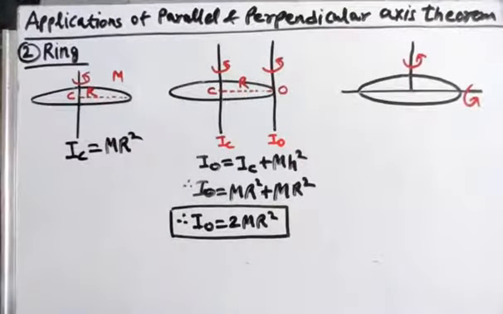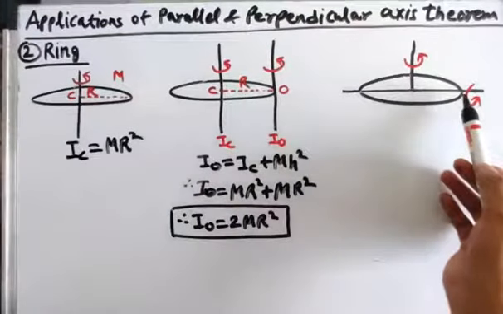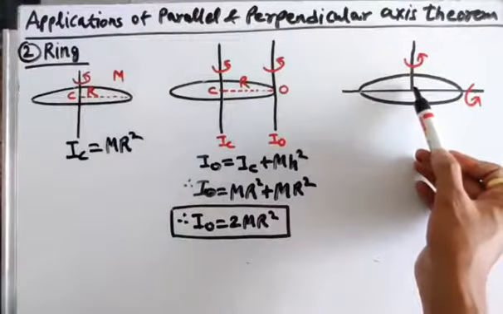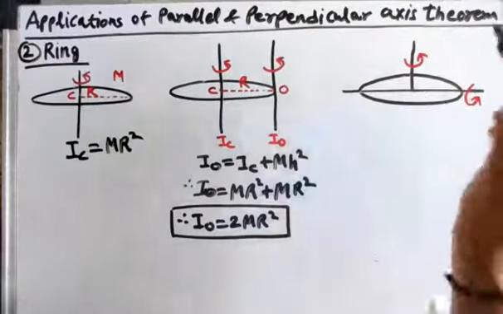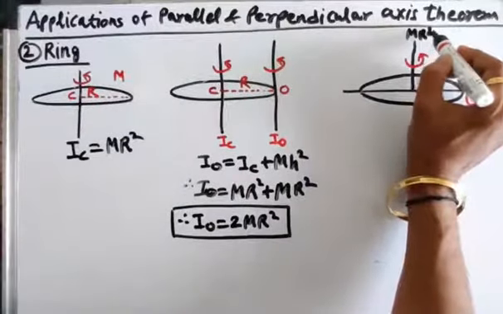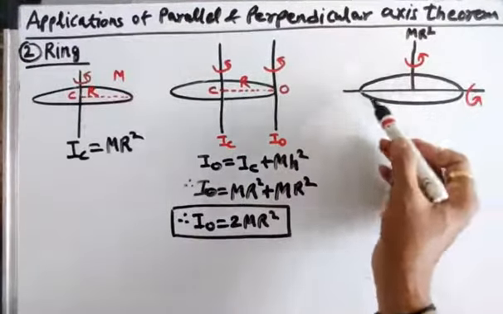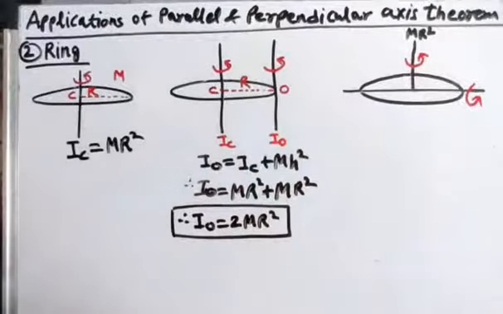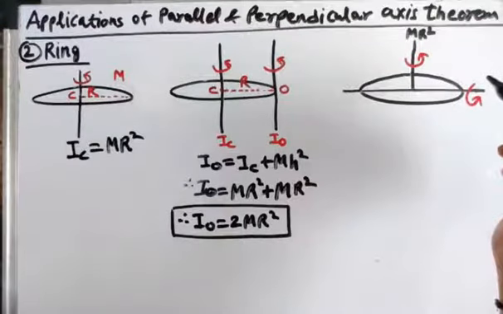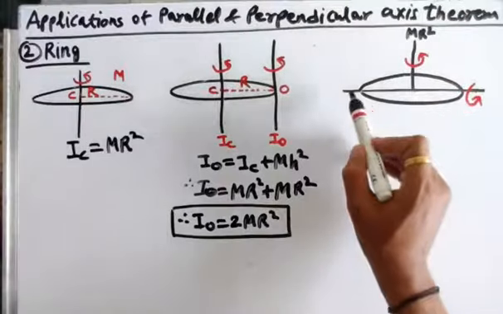Now in this case, we want to find moment of inertia of a ring about an axis along its diameter. So this is the axis of rotation of the ring which is passing through its center and perpendicular to its plane, and we know moment of inertia about this axis is nothing but MR square. And now we want to find moment of inertia of the same ring about an axis which is along its diameter. So we can clearly see these two axes are perpendicular to each other, so we can make use of perpendicular axis theorem. Here we consider this axis as the z axis, and this as the x axis.